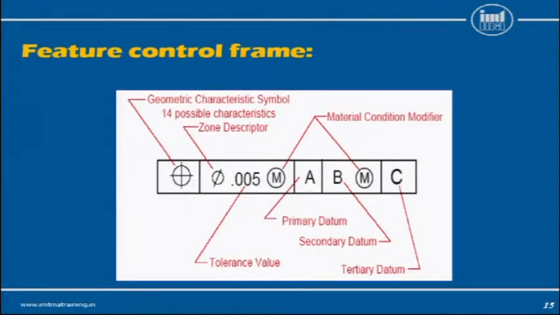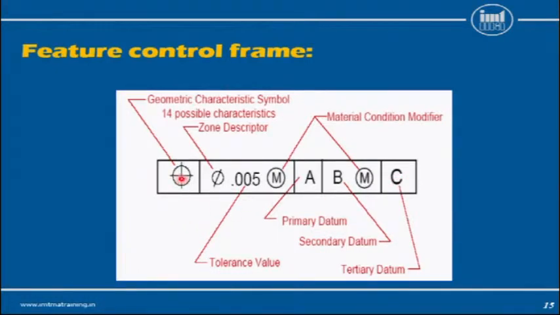Well, how do you denote the geometric tolerancing symbol in engineering drawing? The GD&T parameter is mentioned in the drawing in what you call a feature control frame. This entire frame is divided into 1 or 2 or 3 or 4 or 5 compartments depending upon the symbol being used.